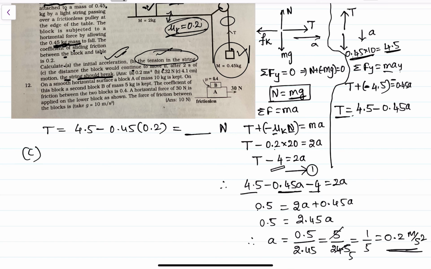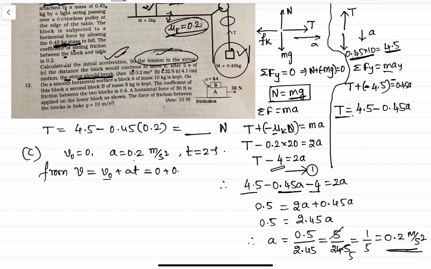So here C part is, let us consider the block is initially at rest. Here acceleration is 0.2 meter per second square, and after 2 seconds, t is equal to 2 seconds, the velocity would be v is equal to, from v equal to v0 plus at. After 2 seconds, the velocity would be v0 is 0 plus a is 0.2 into t is 2. 0.2 into 2 is nothing but 0.4. After 2 seconds, the velocity is 0.4 meter per second.